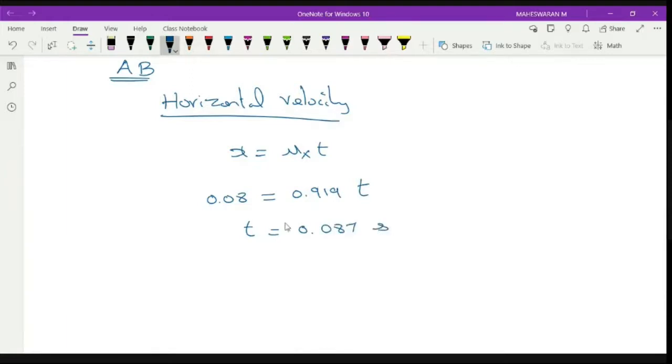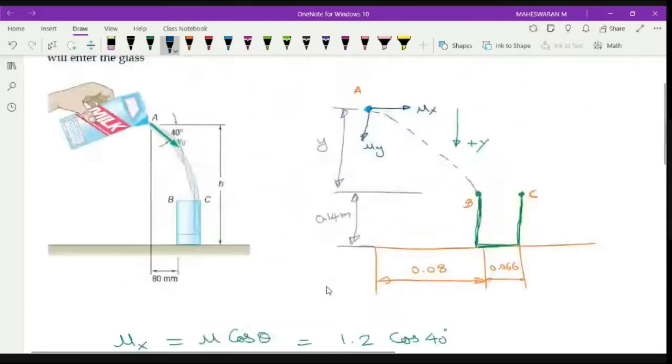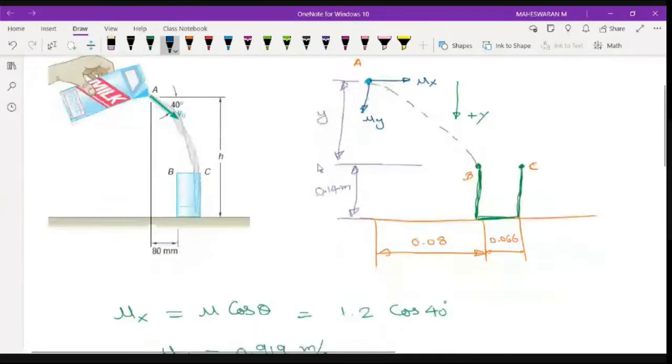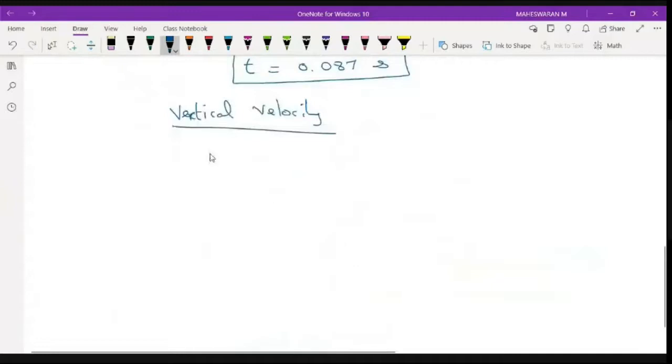0.087 seconds, right? This is my t, the time taken. Okay, now I'll go for vertical velocity. When I consider your height, it is from the initial location A to the final location B. That is your y. So let me consider y itself. Y is equal to, let me write the formula, uy t plus half a t squared.